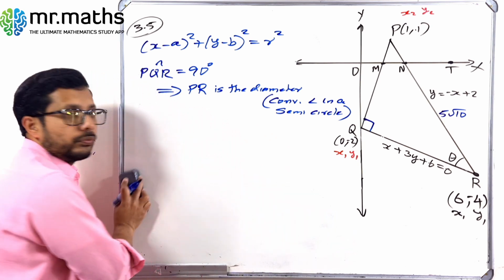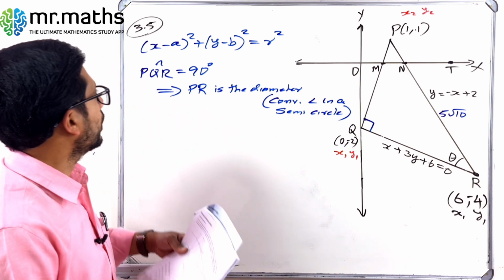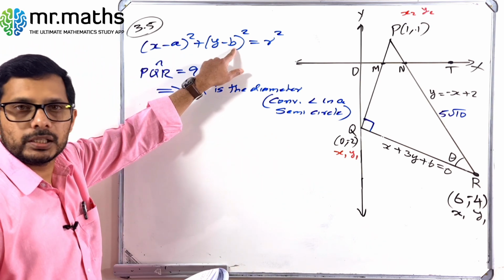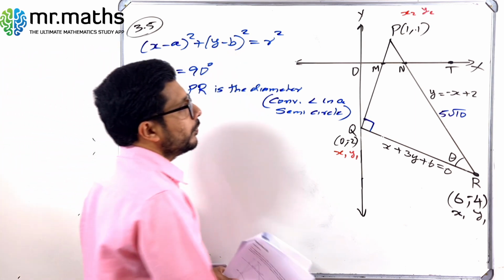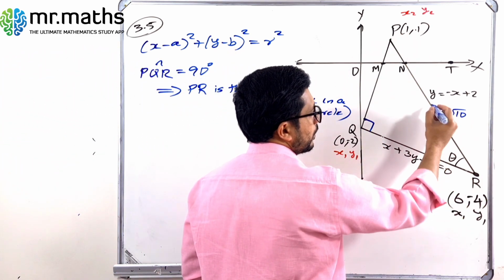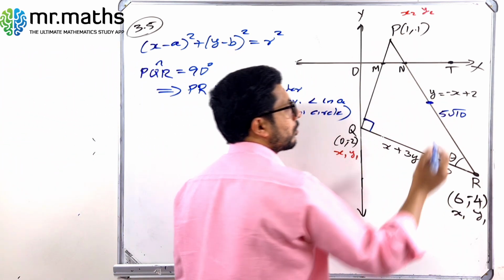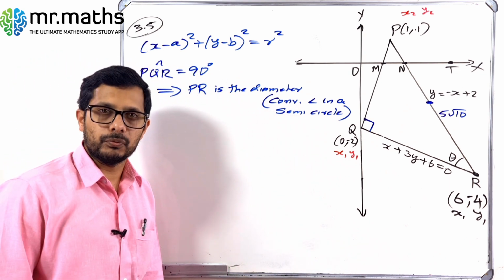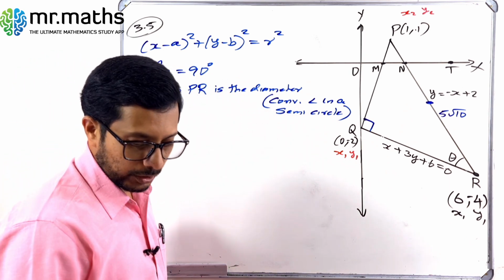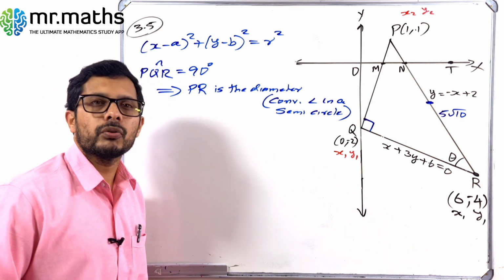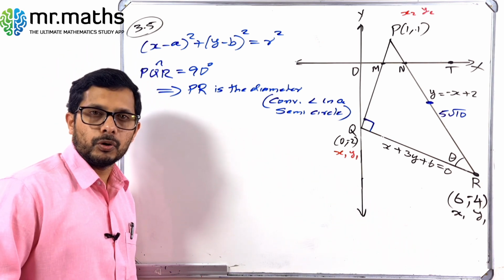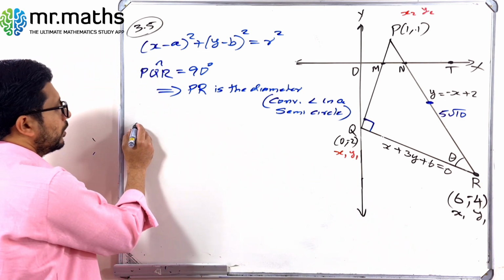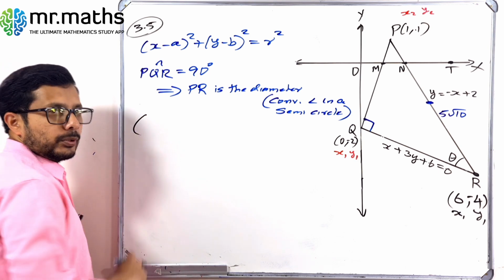To find the equation of a circle, what do we want? We want the center point. If PR is the diameter, how can I find the center coordinate? Of course, we have to apply the midpoint formula. Am I right? To find the midpoint of the line PR, we apply the midpoint formula. So what is the midpoint formula?